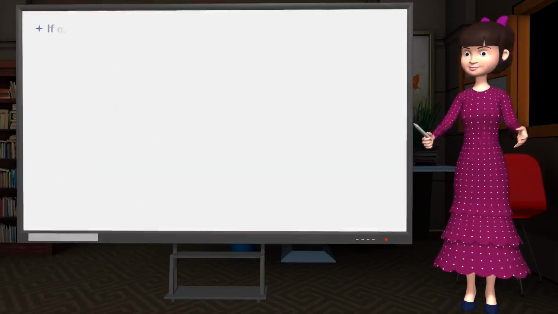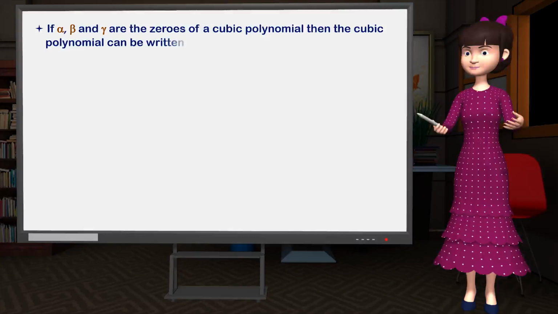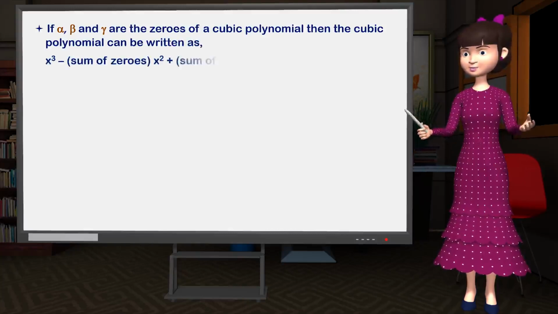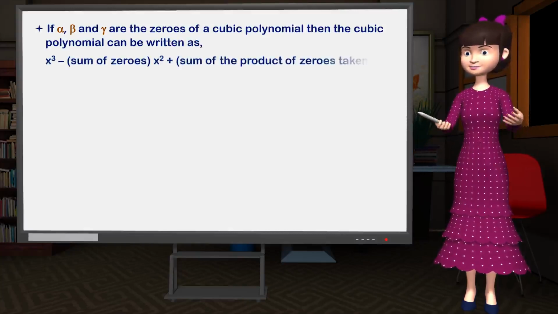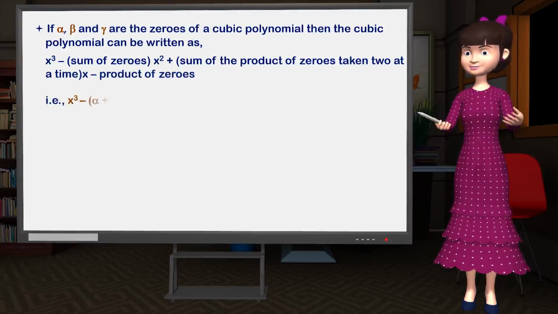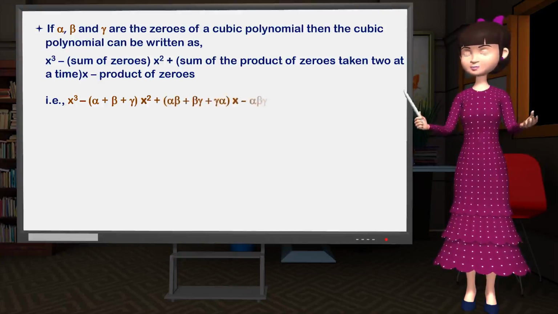If alpha, beta and gamma are the zeros of a cubic polynomial, then the cubic polynomial can be written as x cube minus sum of zeros into x square plus sum of the product of zeros taken two at a time into x minus product of zeros, that is x cube minus alpha plus beta plus gamma into x square plus alpha beta plus beta gamma plus gamma alpha into x minus alpha beta gamma.